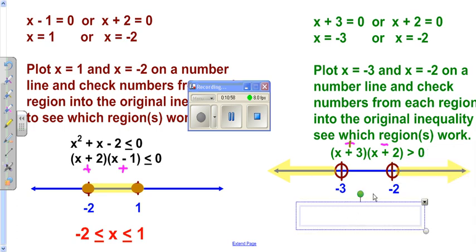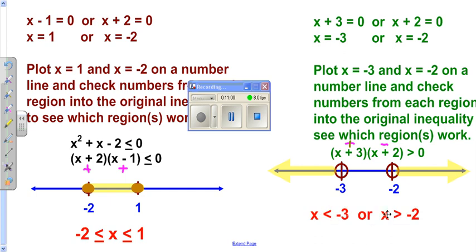Two separate regions are graphed, so you're going to have two separate inequalities. And there we're done.